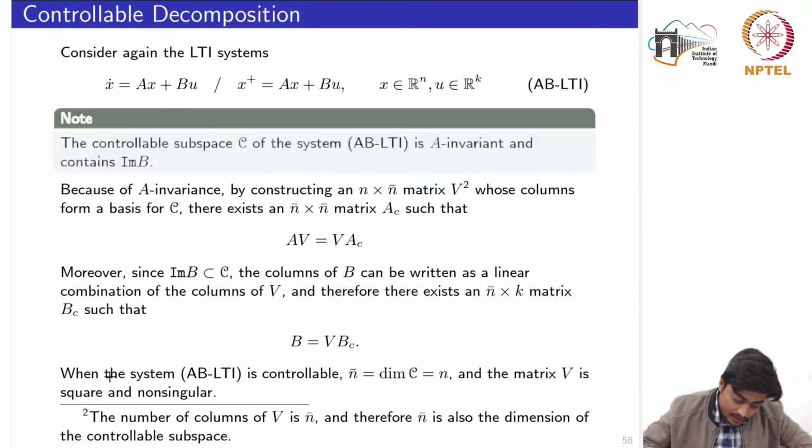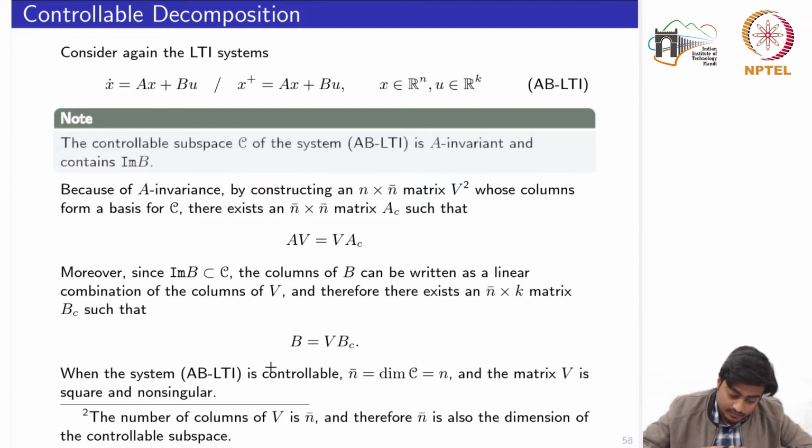So now this is an important point: when the LTI system (A, B) is controllable, you would have n bar equal to n, which is nothing but the dimension of the controllable subspace. And the matrix V in that case would be a square matrix, because the dimension of matrix V is n cross n bar. And V would be square if the system is controllable.